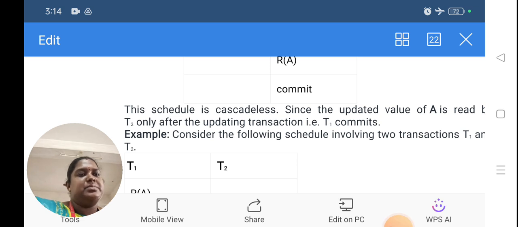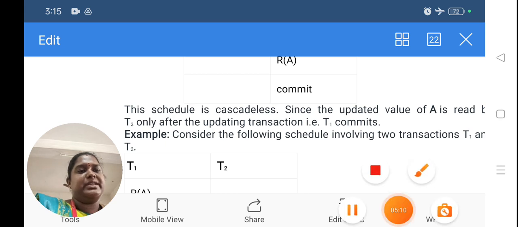The updated value of A is read by T2 only after the updating transaction T1 commits. If we commit T1, then the next transaction T2 will take place with the read operation.